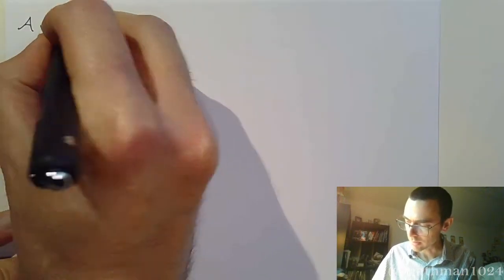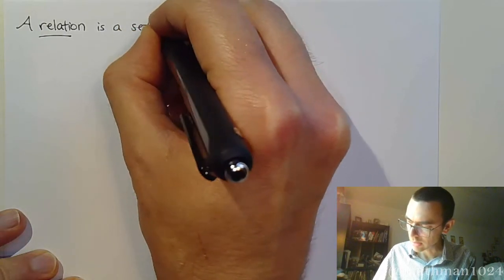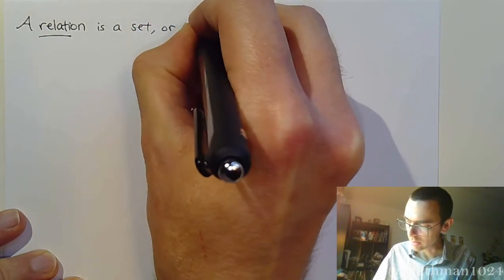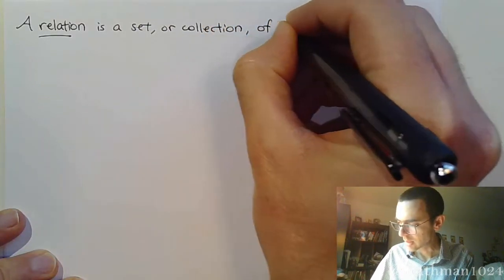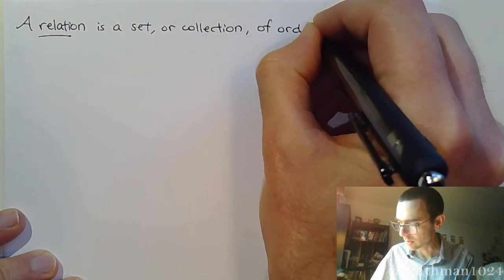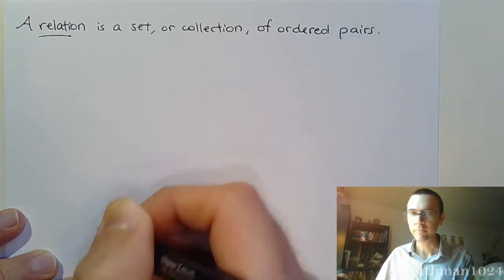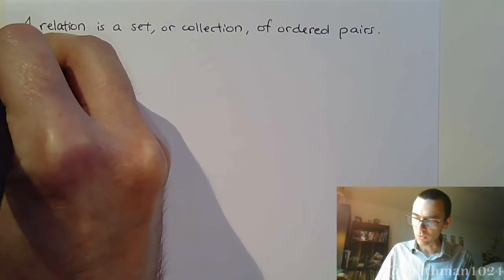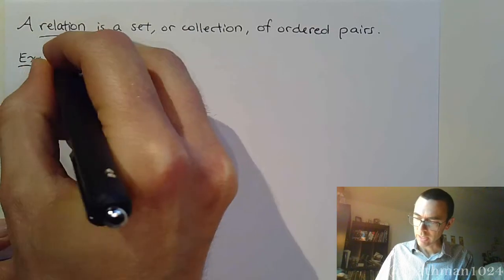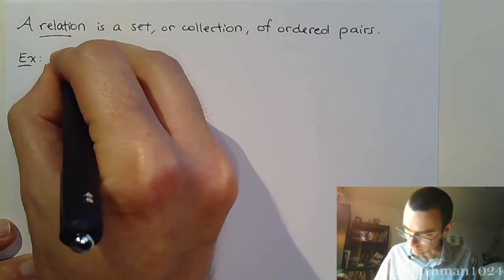A relation is a set or a collection of ordered pairs. That's really all it is. Nothing more than that. So we could, as an example, have exactly that, just a set of ordered pairs.